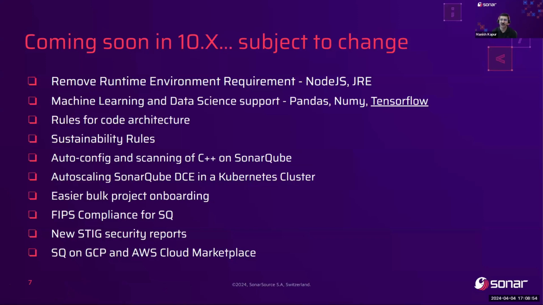We are adding rules for code architecture, which is something net new. We are going to add sustainability rules in the product to help you write code which is optimized for performance and low power consumption. We are going to add a feature called auto config and scanning of C++ in SonarQube. That will make it a lot easier for onboarding C++ projects, where the build wrapper can cause some ramp up time in terms of onboarding the projects. We are going to add auto scaling for SonarQube Data Center Edition in the Kubernetes cluster. That's something on our list.